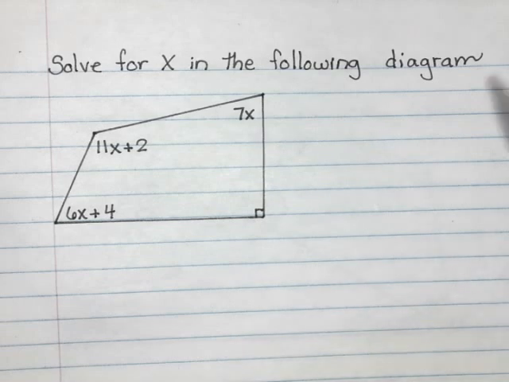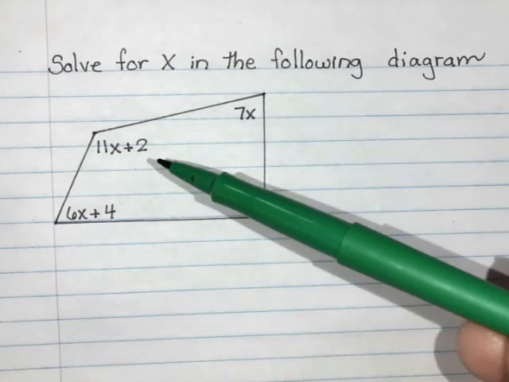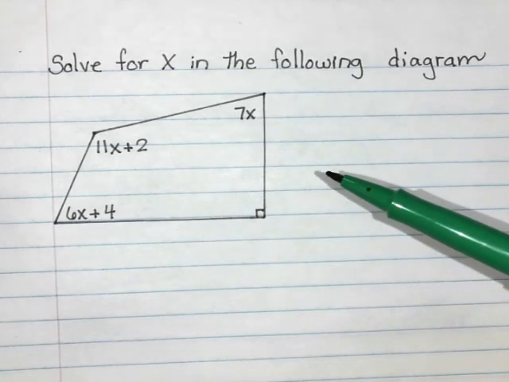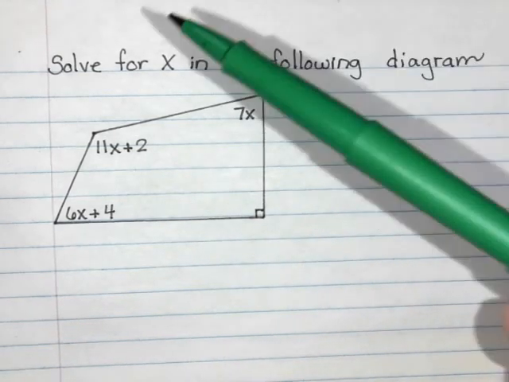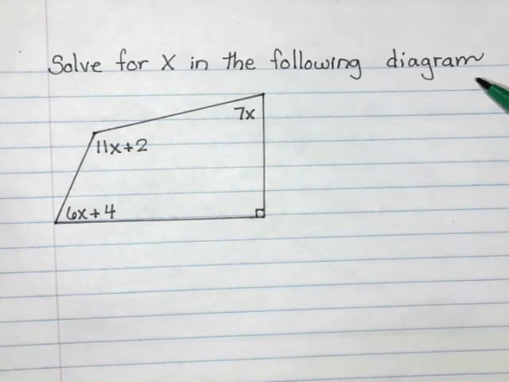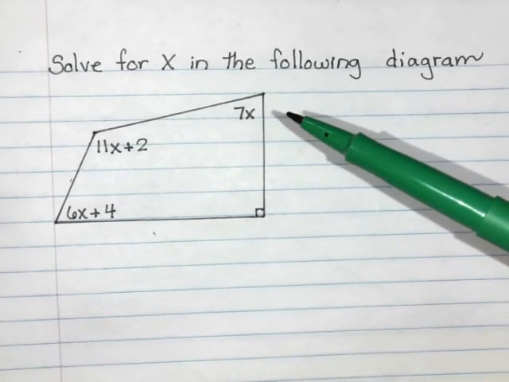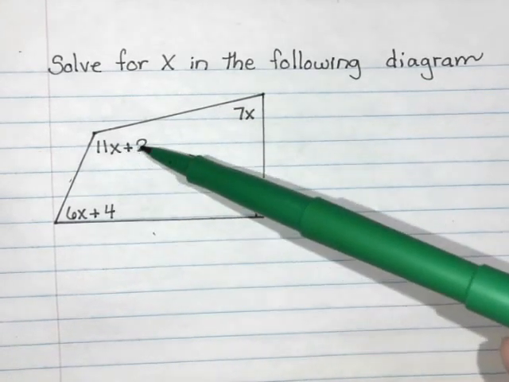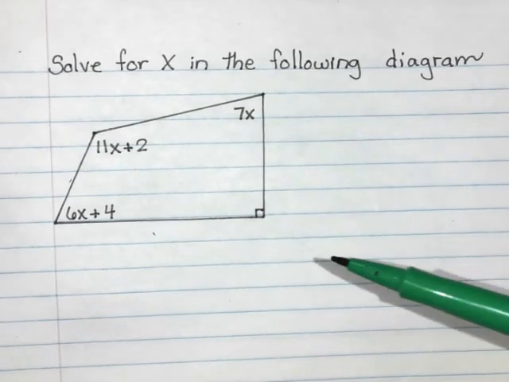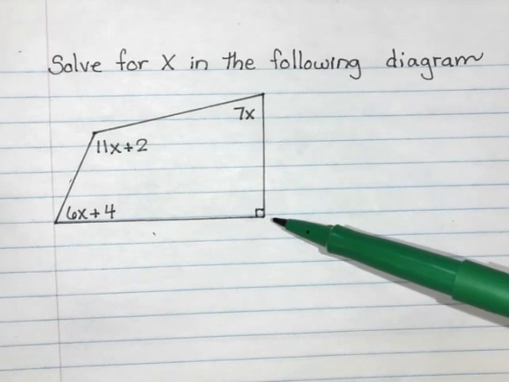This is our last example of solving using the sum of the angles in a quadrilateral theorem. So it says solve for x in the following diagram. And there is a picture. It has 1, 2, 3, 4 sides, which makes it a quadrilateral. And then 3 of the angles are marked, and there's a weird little square in the corner here.